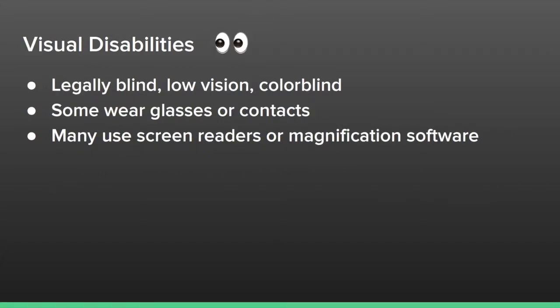So next one, visual disabilities. And this, again, is also a range of people who have completely lost their sight. They're legally blind, people with low vision, and people who are colorblind are also included in this. So some of them wear glasses or contacts, but some of them don't. Some of them can't correct their vision. And many of them use screen readers or magnification software.